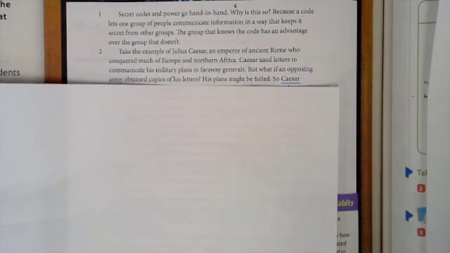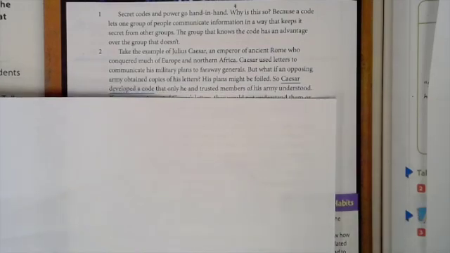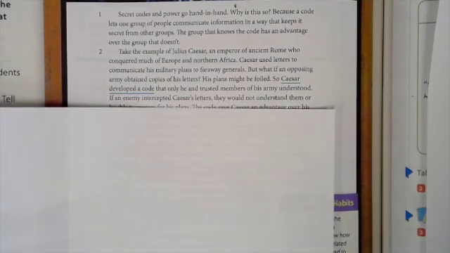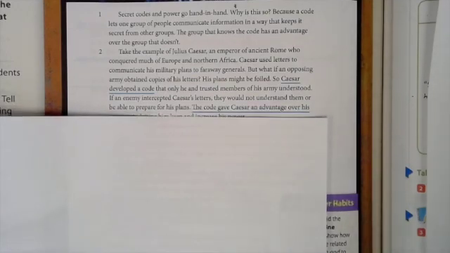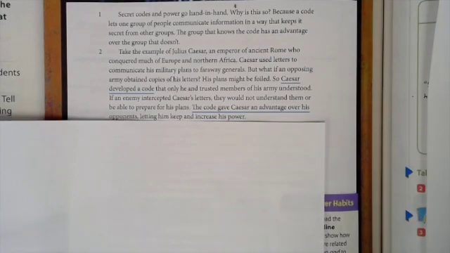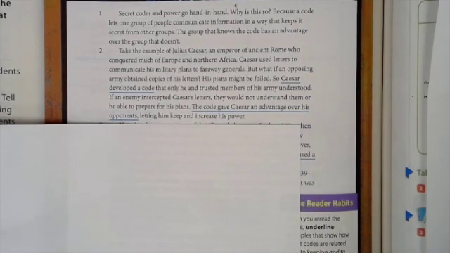Take the example of Julius Caesar, an emperor of ancient Rome who conquered much of Europe and northern Africa. Caesar used letters to communicate his military plans to faraway generals. But what if an opposing army obtained copies of his letters? His plans might be foiled. So Caesar developed a code. That only he and trusted members of his army understood. If an enemy intercepted Caesar's letters, they would not understand them or be able to prepare for his plan. The code gave Caesar an advantage over his opponents, letting him keep and increase his power.